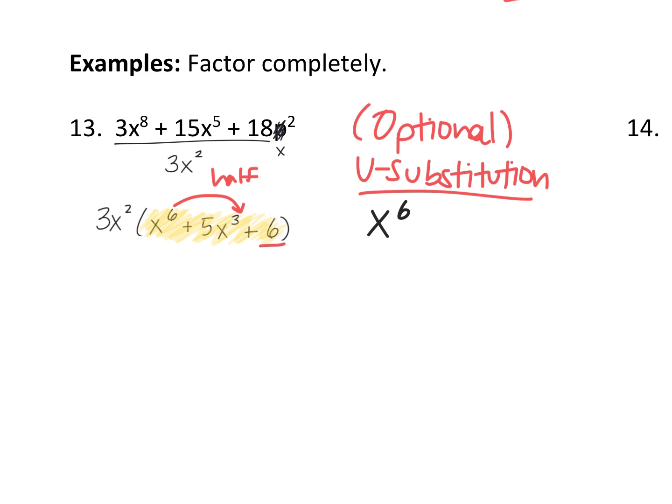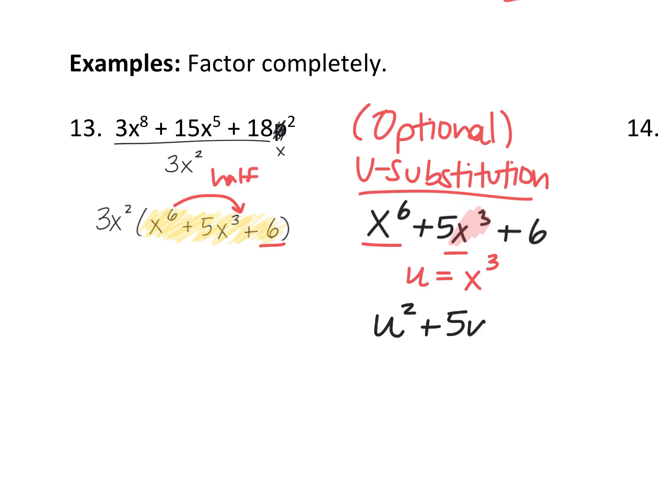It would be x to the 6th plus 5x to the 3rd plus 6. What you're going to do is you would say, okay, this is my U. So U is equal to x to the 3rd. For some people, this does help, like make it look a little bit easier. So I replace x to the 3rd with u, which means that my equation now becomes, if I replace into these spots, u squared plus 5u plus 6.